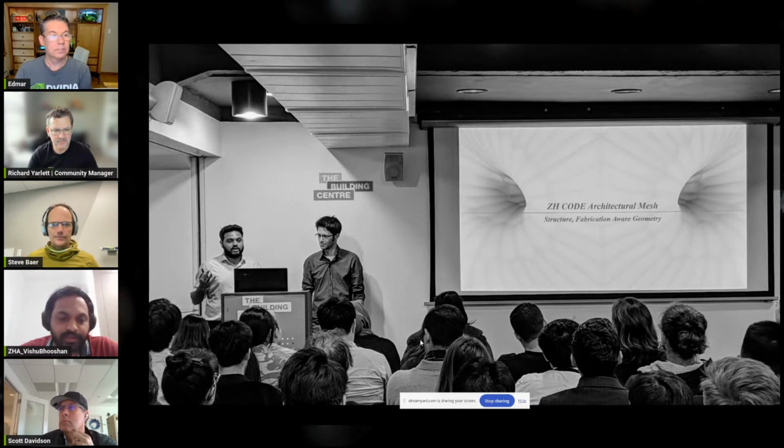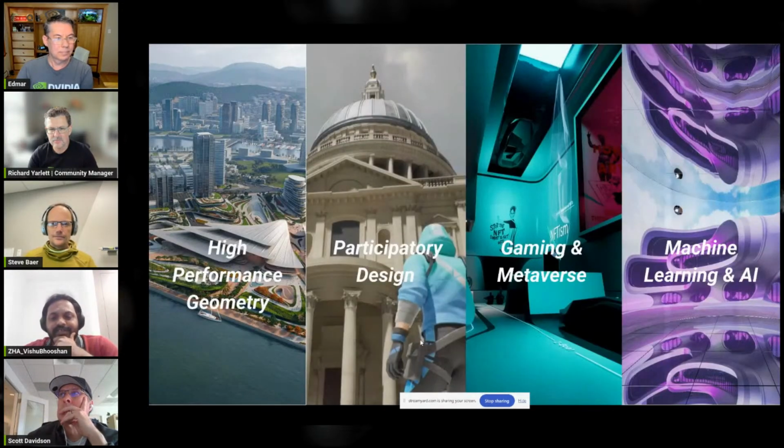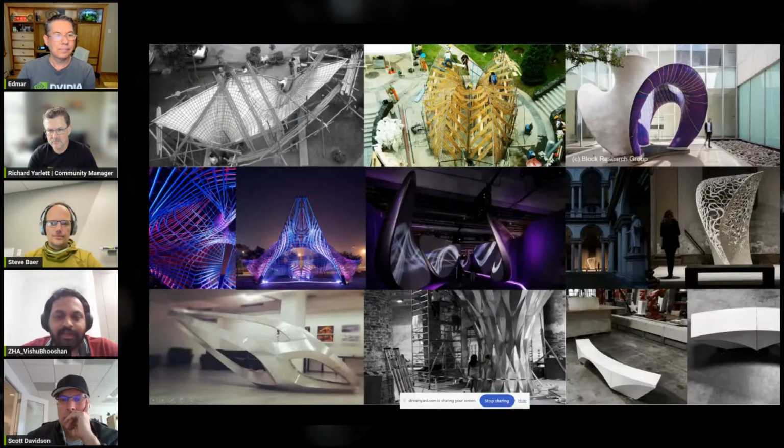I co-administer the group currently with Henry Louth, who is also a colleague in the group. Our research sits under these four things: high performance geometry, participatory design, gaming and metaverse, and machine learning and AI. And then we have done wide ranges of projects, as I said previously, initially starting off with small scale projects to test out the computational technologies and what is feasible with it and what are the tectonics we can develop with it.